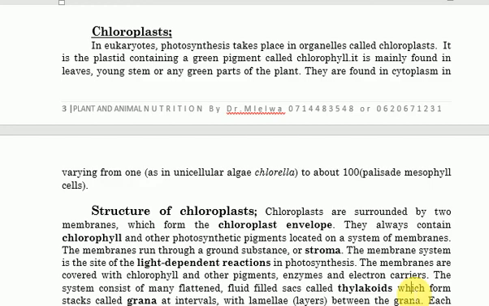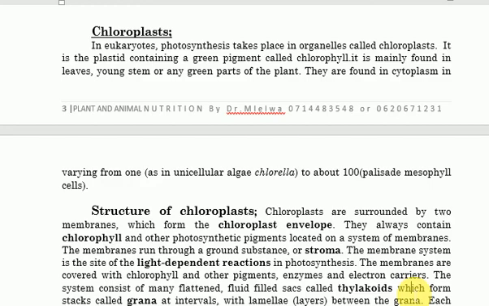Structure of chloroplast. Chloroplasts are surrounded by two membranes which form the chloroplast envelope, and they always contain chlorophyll and other photosynthetic pigments located on a system of membranes. The membrane runs through a ground substance or stroma. So first it has the envelope, which is a double membrane, and then it has the stroma. Stroma is like the cytoplasm of the cell, simply like the cytoplasm of the chloroplast.